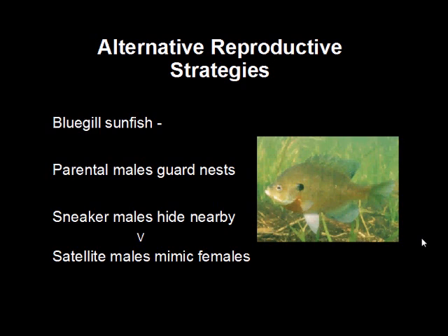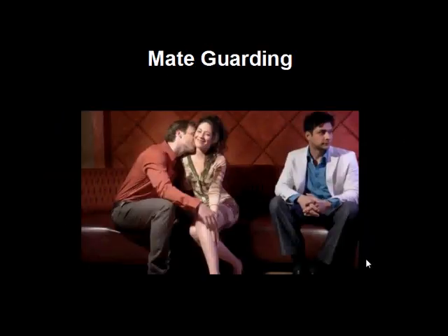Now here's the other thing. Satellite males, also hanging out around the periphery, you could even say they're even more sneaky than the sneakers. They mimic females. And so they'll go in looking like a female. The parental male there is dutifully guarding the nest. Just, whatever, it's a female there. And so the satellite male will go in and mate. Very sneaky.